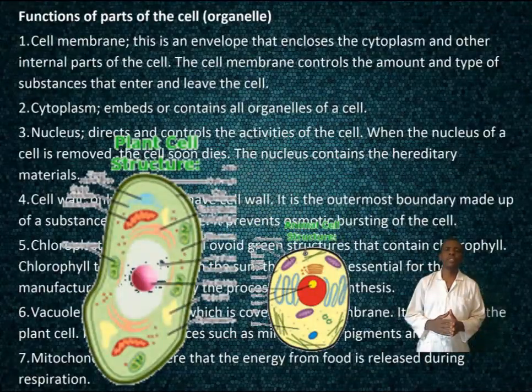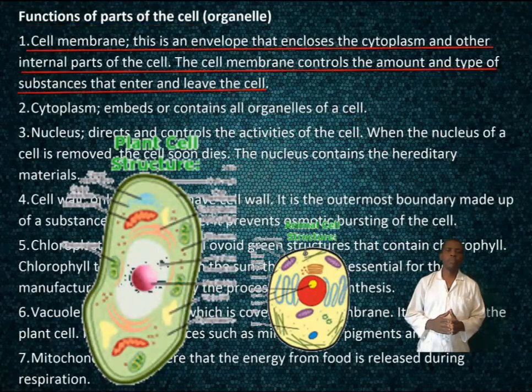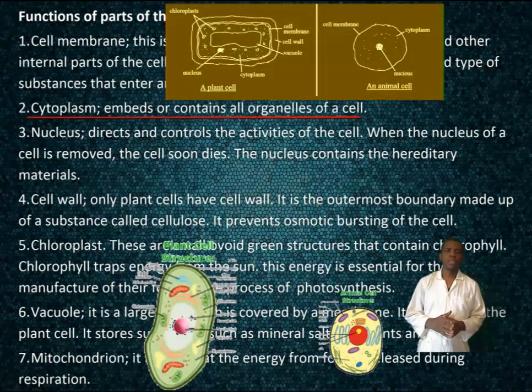Functions of parts of the cell. 1. Cell membrane. It is an envelope that encloses the cytoplasm and other internal parts of the cell. The cell membrane controls the amount and type of substances that enter and leave the cell. Cytoplasm embeds or contains all organelles of a cell.